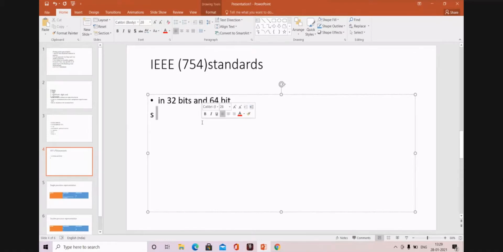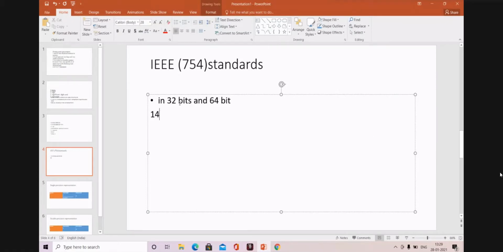Suppose I give you a number like 14. How will you represent this 14 in 32 bits, or in 64 bits? There is a particular format, or we can call it the standard, called the IEEE standard. It was developed by the Institute of Electrical and Electronics Engineers, an organization that developed this format of representing your numbers.